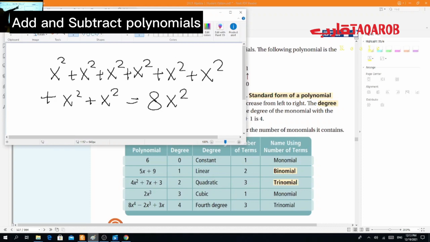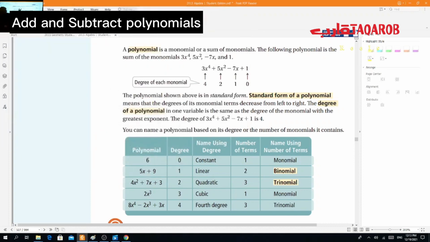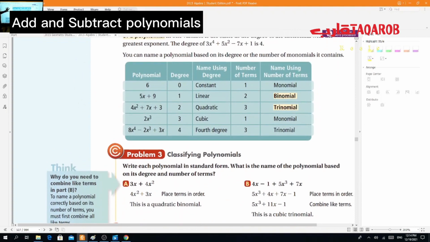If it consists of only two terms, I call it a binomial. If it consists of 3 terms, I call it a trinomial. So this diagram, or this table, shows you the classification of polynomials according to the degree of the polynomial and according to the number of the terms.